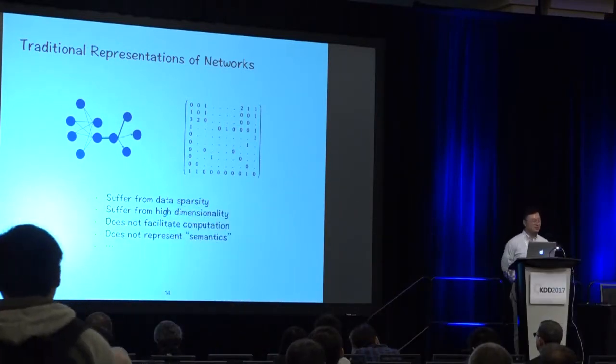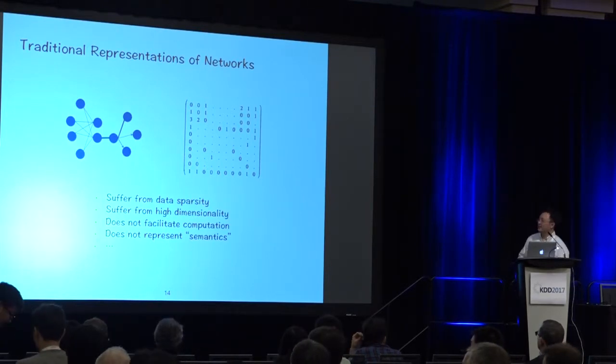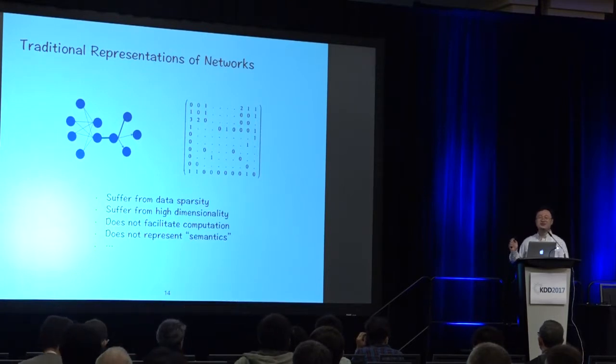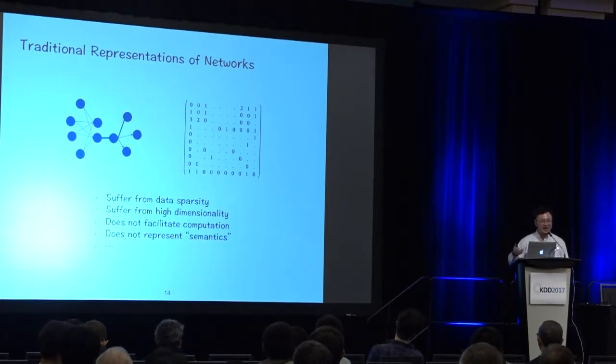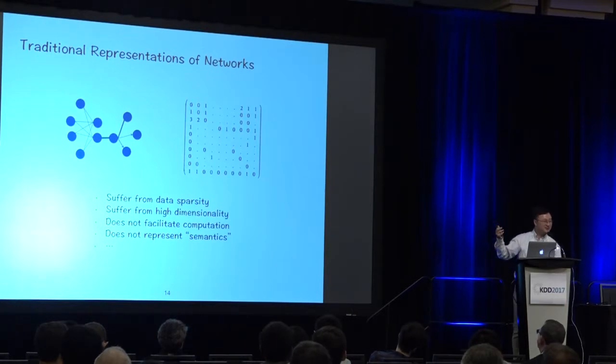But there's a huge problem with this simple and elegant mathematical representation of networks. One problem you can see is that in this matrix, most of the entries are zeros, right? It makes sense, because think about how many users there are on Facebook and how many friendship links there are. Needless to say, most of the entries are zeros. So this simple representation suffers from data sparseness. It also suffers from extremely high dimensionality. Think about the billions of users on Facebook. You will actually have a matrix of billions of dimensions. That creates a huge problem when you're actually using the matrix for the downstream data mining tasks, right?